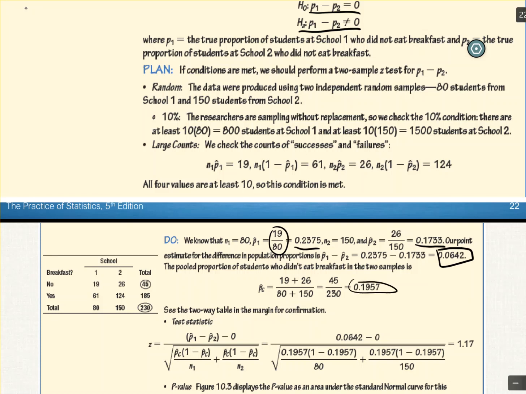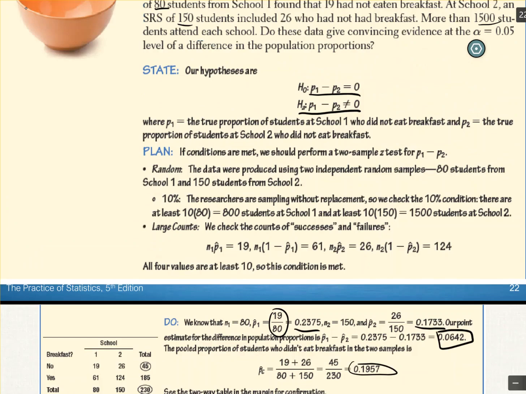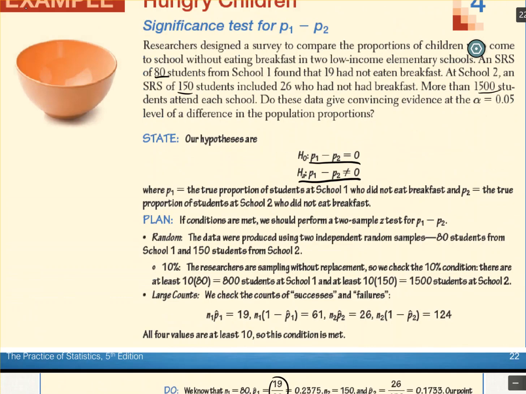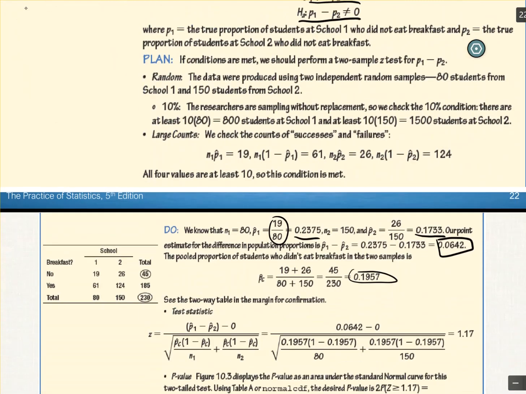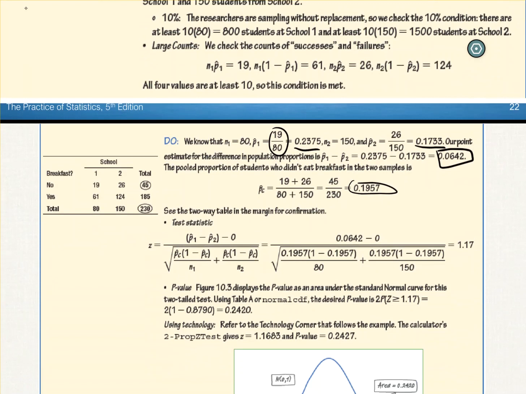Now again, the pooled proportion, this is what we're going to use in the denominator, where we look at the standard deviation of the statistic. But where does that come from again? We had 19 plus 26, so a total of 45 who had not eaten breakfast out of a total of 80 plus 150 students. So 45 out of 230, that's where that comes from. So we're going to use that as our proportion. Plug them all in, go ahead, and we end up with our z-score of 1.17.